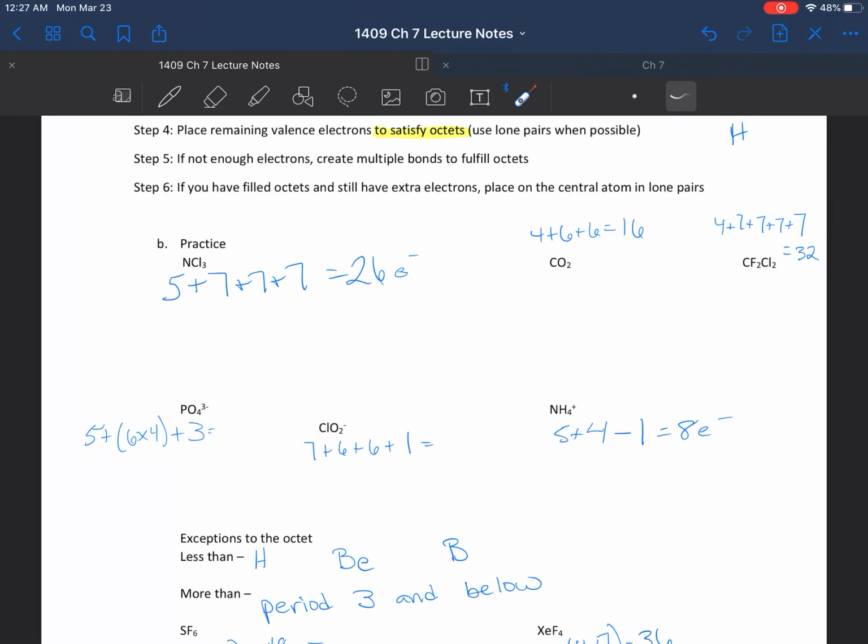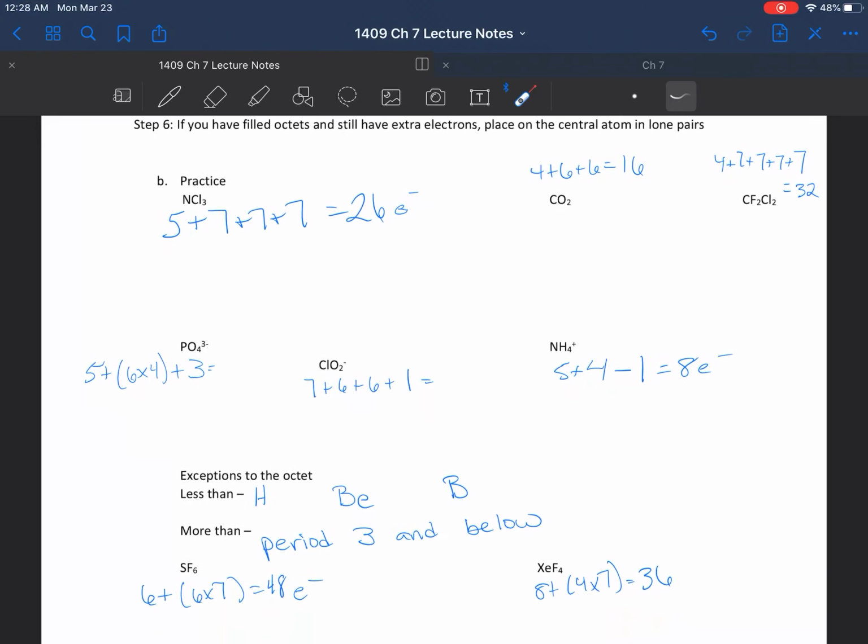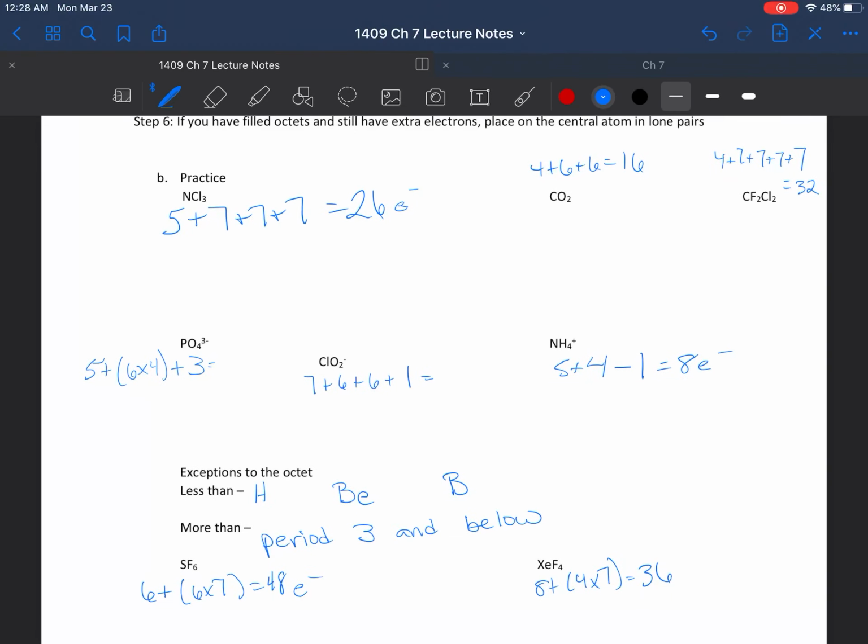I've already gone ahead and filled in the number of valence electrons. Okay, so let's start with nitrogen trichloride. All right, you've got 5 valence electrons, 3 chlorines with 7 each, so we have 26 valence electrons. Nitrogen's listed first, so we'll put it in the middle, and we'll pop our chlorines around it.